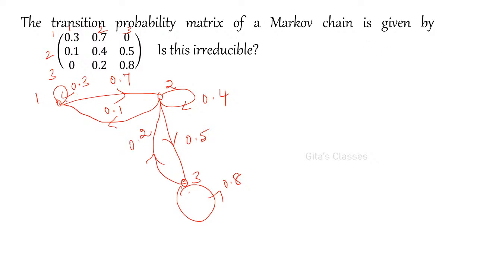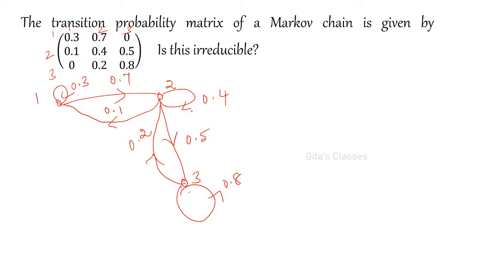From 1 to 2, yes, I can go to 2. From 1, can I go to 3? Yes. So from 2, 1 is accessible, and 1 is accessible from 2 and 3. Similarly, from 2 you are able to go to 1, and from 2 you can go to 3. What about from 3? I can go to 2, and I can go to 1 also.